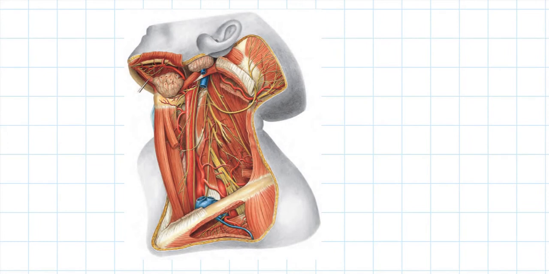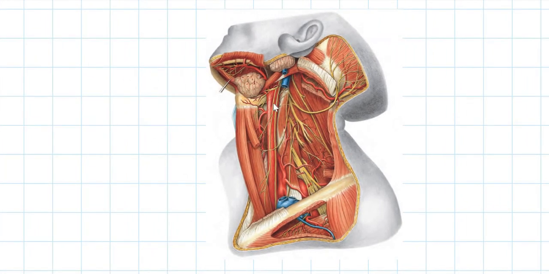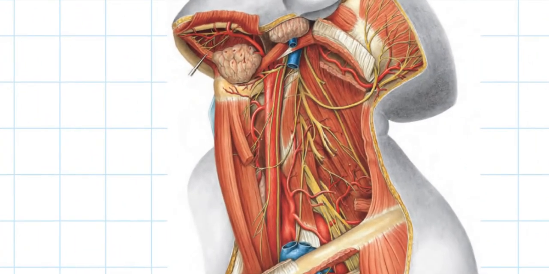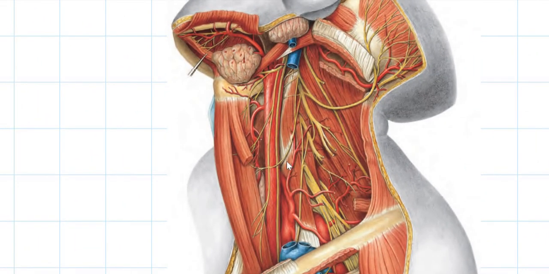Here's another view of the common carotid artery. If you see this image properly, you can see this artery, and this is the common carotid artery. You can see there's a bifurcation taking place right here. This is the point where you have the thyroid cartilage, or I should properly say the upper border of the thyroid cartilage.